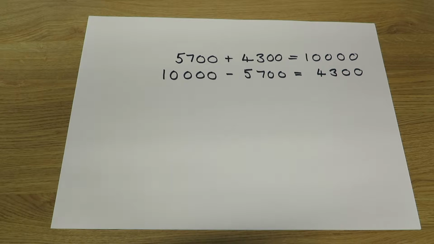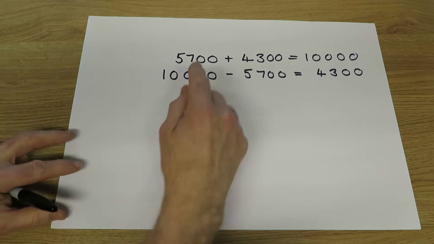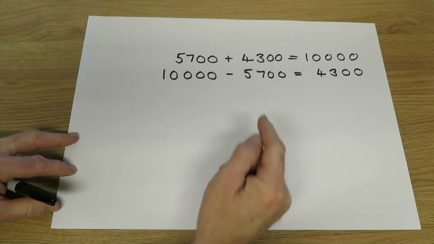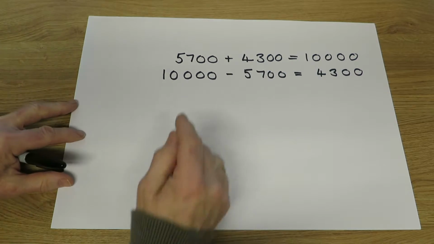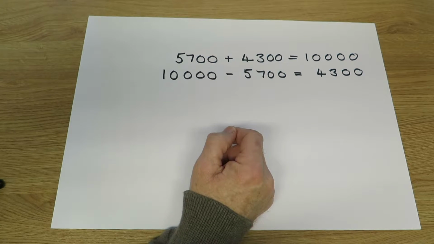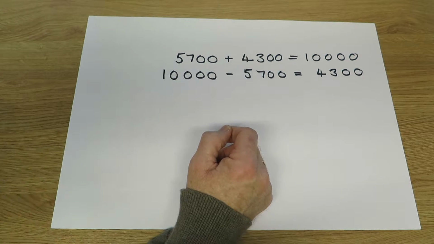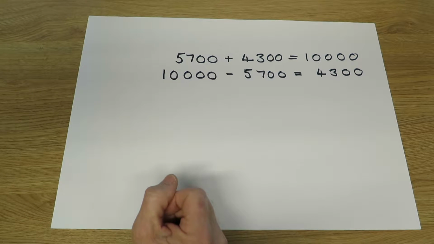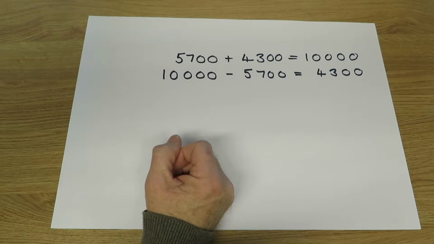In this video, I'm looking at the process of addition, though of course addition and subtraction are closely related because subtraction is the inverse of addition. So for example, because 5,700 add 4,300 equals 10,000, then 10,000 minus 5,700 must be equal to 4,300. At this stage, the children will still work on operations involving 2-digit, 3-digit, 4-digit numbers, and even larger numbers.